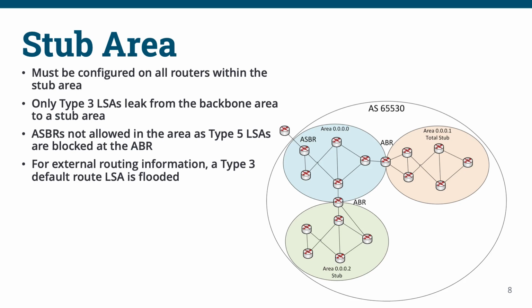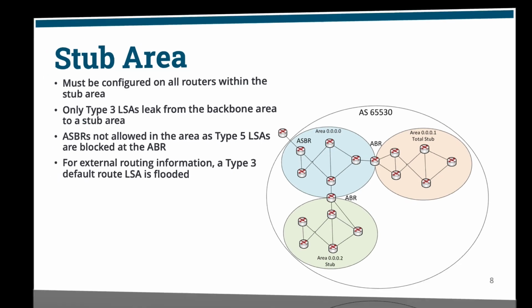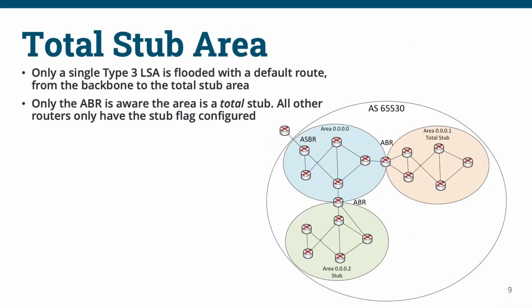Now, let's see how this differs from a total stub area. In a stub area, Type 3 LSAs containing routing information for all of the OSPF domain are flooded into the area. However, let's say we have a branch office which only has a single connection into the rest of the OSPF domain, and we're using a small router there without much CPU power, because it's a small branch office. In this situation, there's no need to advertise any more than just a single default route to the area. In this case, we'd use a total stub area.